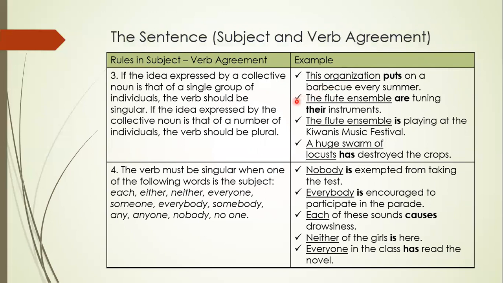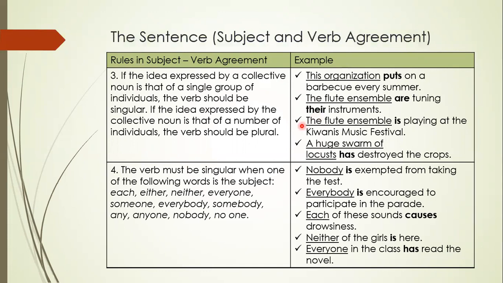Number two, or the second sentence: the flute ensemble are tuning their instruments. Now this is easy because you have some clues over there, like their instruments, meaning it's plural. So obviously it's talking about the members of the flute ensemble. When we're talking about the members, we're talking about the people. So this is a collective noun that is expressing a number of individuals, so you need to have a plural verb as well.